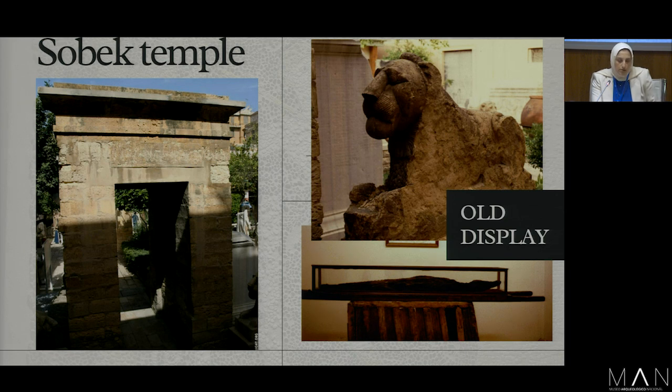It was not gathered together as a whole temple. It was separated. The pylon was in the garden. The lion was also in the garden. The Sobek mummy was inside the museum's hall. So it was not displayed well.